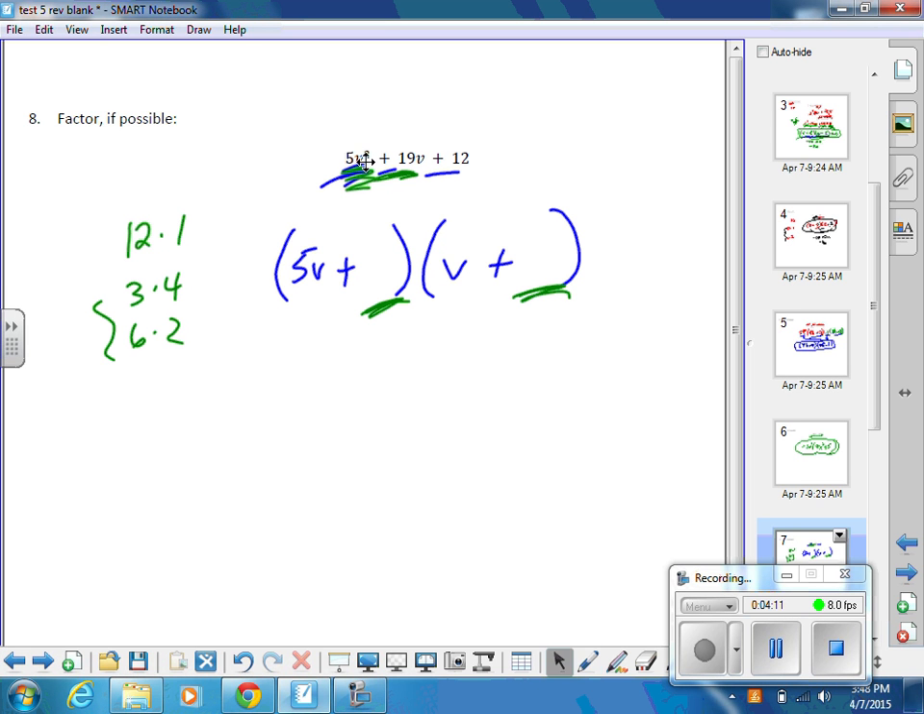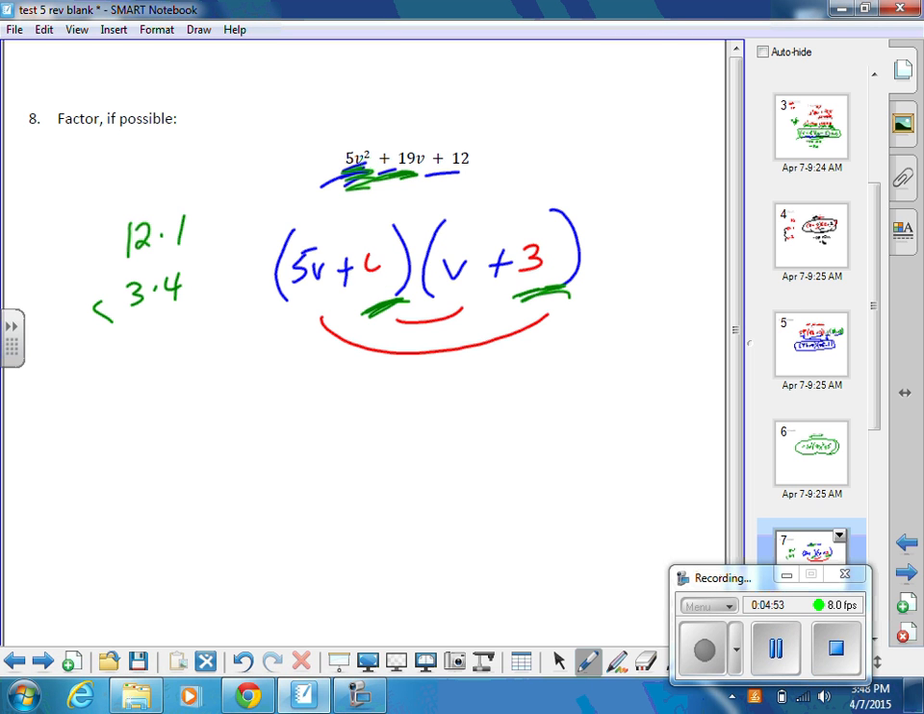Let's try 6 and 2. I'm trying my O and I of FOIL, like we talked about. 6b plus 10b. That's not going to give me 19. So, nope. Switch their positions. 2 and 6. 2b plus 30b. That's definitely not going to give me 19b. So, I'm done with 2 and 6. It's off the market. Now, 3 and 4. So, 3b plus 20b. That's also not going to work. Let's switch the positions here.